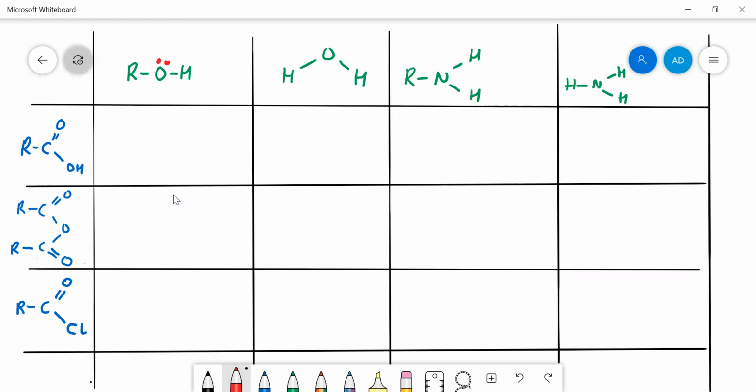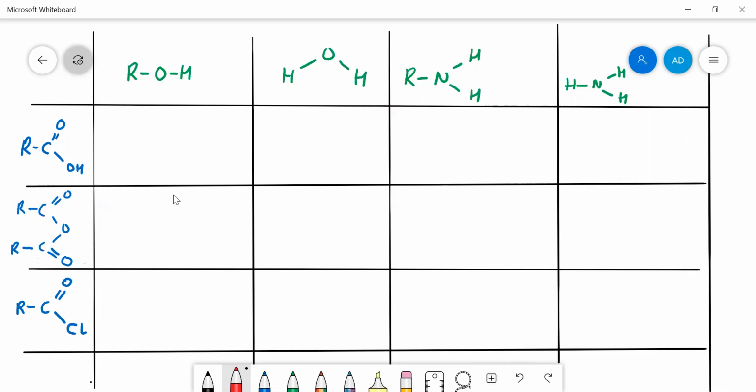And of course the first step in the mechanism is that it is going to go and attack that carbon there. And we've got our primary amine. Again, the first step in the mechanism would be to go and attack that delta positive carbon there.